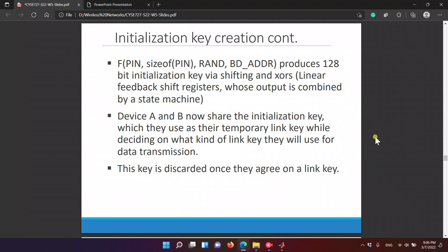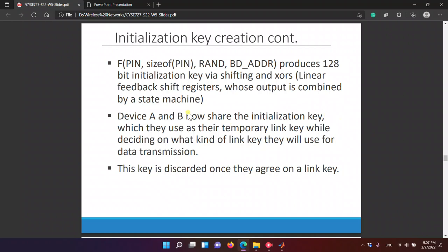Devices A and B now share the initialization key, and they use it as their temporary link key while deciding on what kind of link key they will use for data transmission. This key is discarded once they agree on a link key.